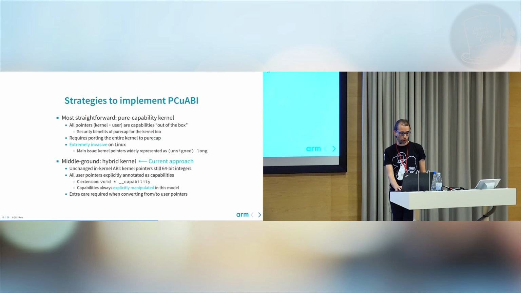So what we've decided to do as a first approach is more of a middle ground, the hybrid approach, where we just make the user pointers capabilities. We don't touch the kernel ABI, and we use some compiler extension to turn user pointers into capabilities. And we have to be a little bit careful, of course, when manipulating those.